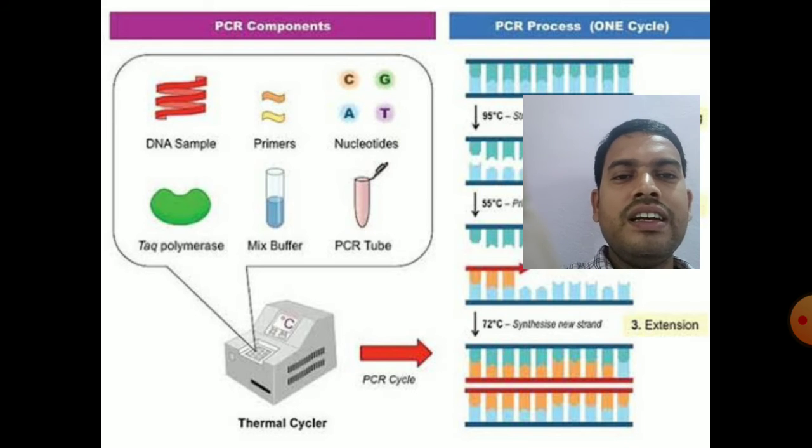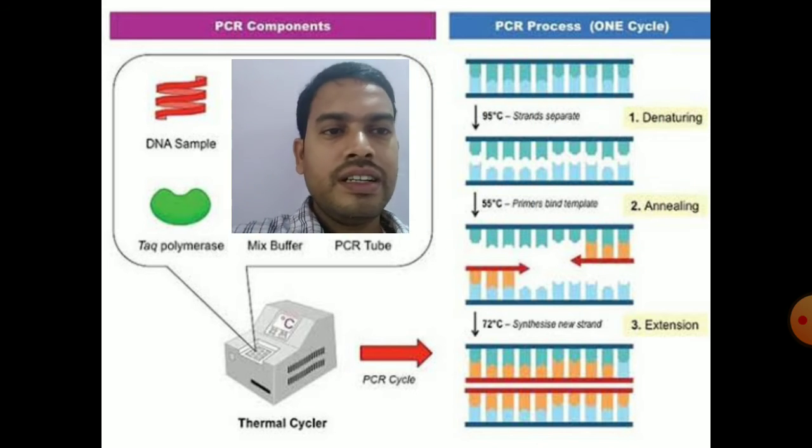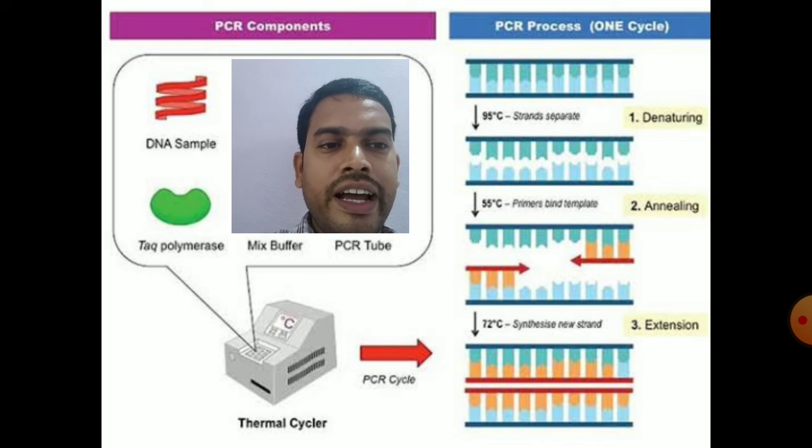Here, each cycle of the step is multiplied by 2 to the power of n times. So 1 DNA will become 2, 2 will become 4, 4 will become 8, like that, 2 to the power of n. Coming to the process of PCR, it is a 3-step process: denaturation, annealing, and extension.